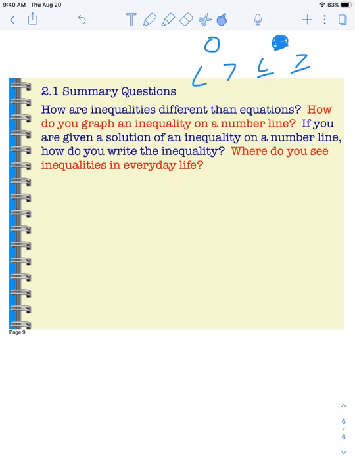And where do you see inequalities in everyday life? One example is amusement park rides. Another example could be temperature. Say you have a high and a low temperature for the day. Say the low is 64 and the high is 80. Then your temperature for the day is going to be greater than 64 and less than 80.